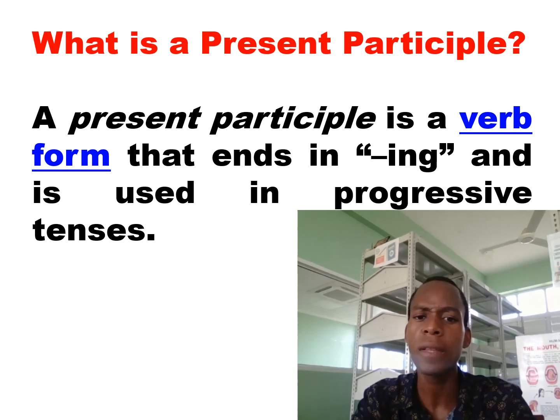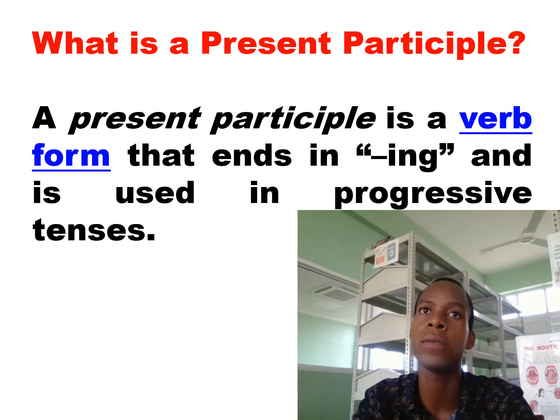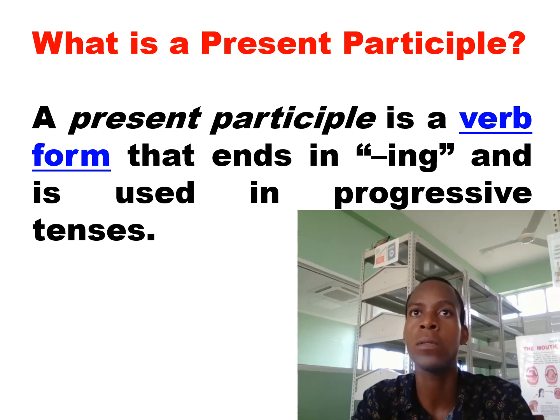the present participle of the verb. The present participle of the verb can be used in progressive tenses. We can say they are used in the past progressive, present progressive, and future progressive, like the past continuous tense, present continuous tense, and the future continuous tense.